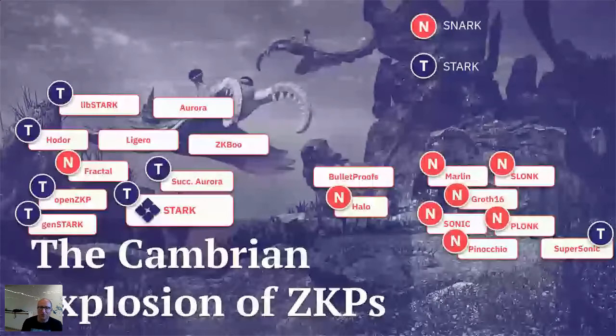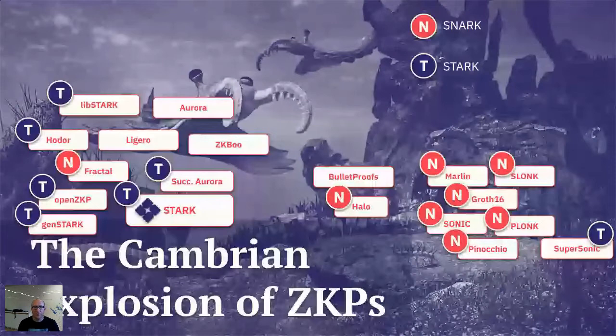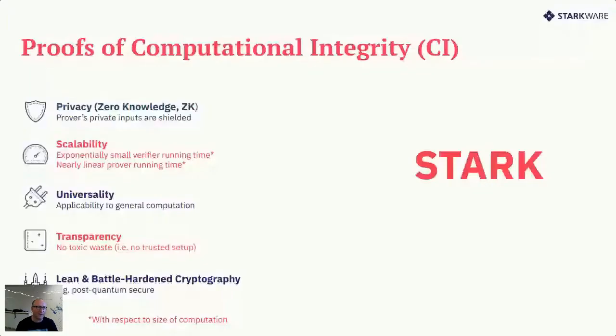Okay, so I want to start and tell you a little bit about what STARKs and SNARKs are. They all come from this larger family that I like to refer to informally as proofs of computational integrity, or in other cases, things like cryptographic proofs or crypto proofs.